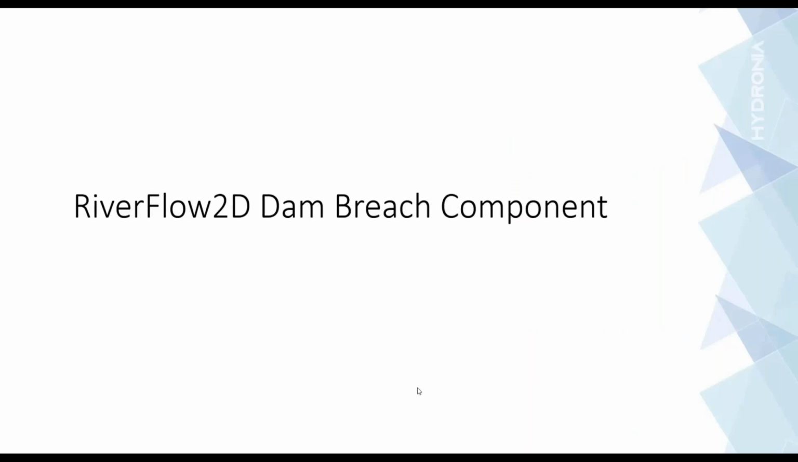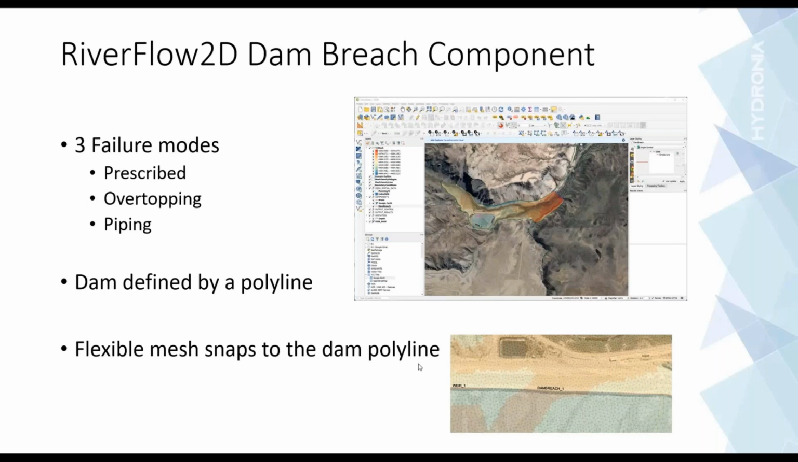Now, the dam breach component that we have in the model includes 3 failure modes: the prescribed, the overtopping failure, and the piping. We had in the past only the prescribed method. It's the simplest one, and if you don't have anything else that works, you can use it. But in all of the cases, the dam is defined by a polyline, and the polyline allows you to adapt to different dam geometries because the mesh snaps to that polyline. So the dam doesn't need to be a straight line, it can be a curve or any form it has.